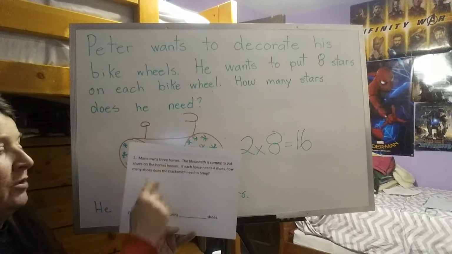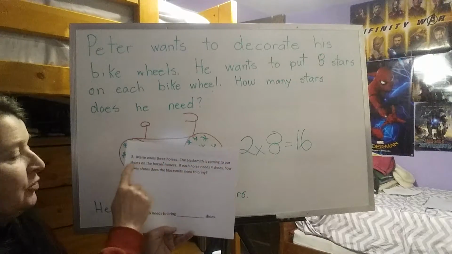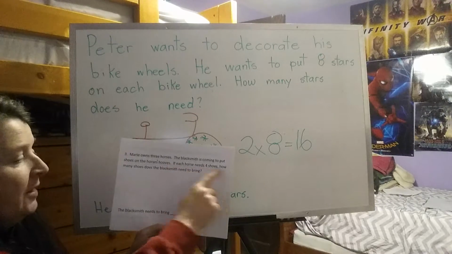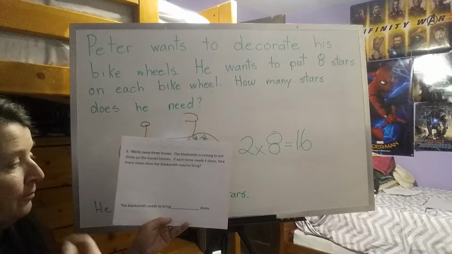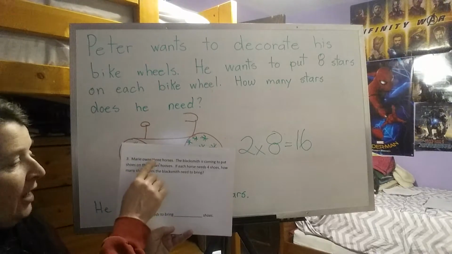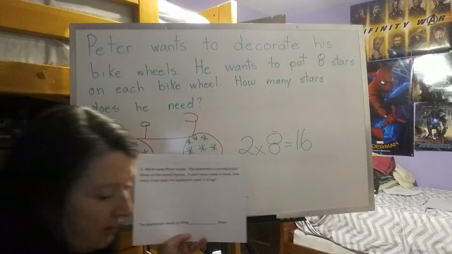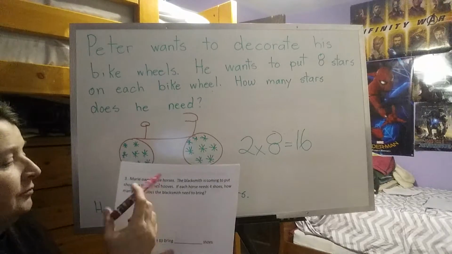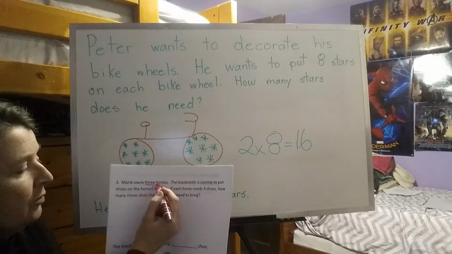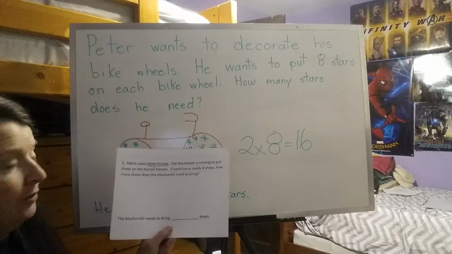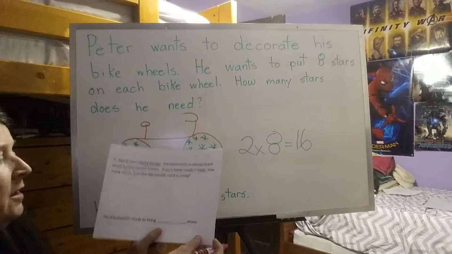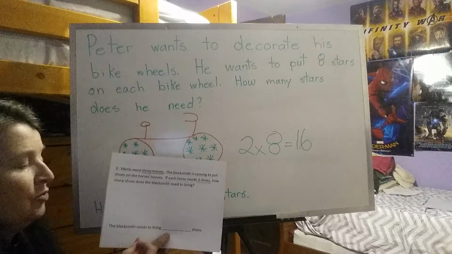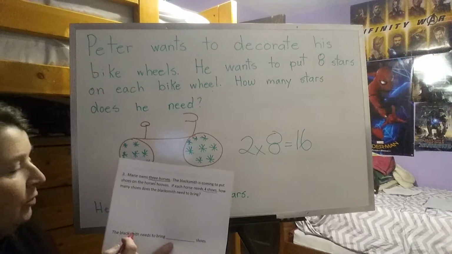Marie owns 3 horses. The blacksmith is coming to put shoes on the horse's hooves. If each horse needs 4 shoes, how many shoes does the blacksmith need to bring? And once again, how many horses? I have 3. That's an important word, 3 horses. I don't happen to have a highlighter here, which is why I'm just underlining with marker. 3 horses. How many shoes per horse? 4 shoes. And so I will do my drawing.